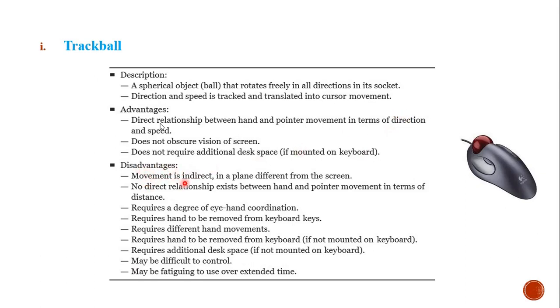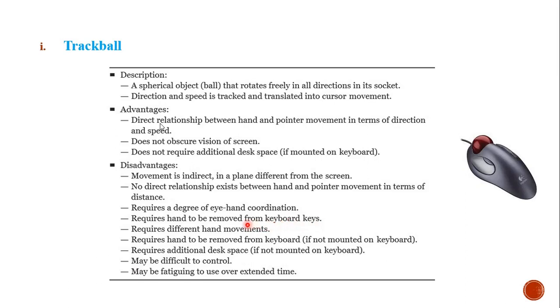Disadvantages. Movement is indirect, in a plane different from the screen. It is an indirect movement of the cursor. Indirect means you are actually moving the ball, but it will be observed on the screen. So no direct relationship exists between hand and pointer movement in terms of distance. It requires a degree of eye-hand coordination. It requires the hand to be removed from the keyboard keys.